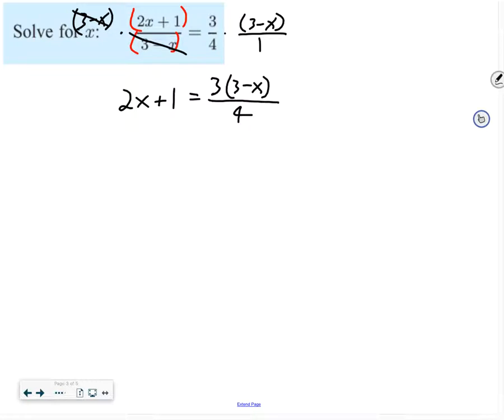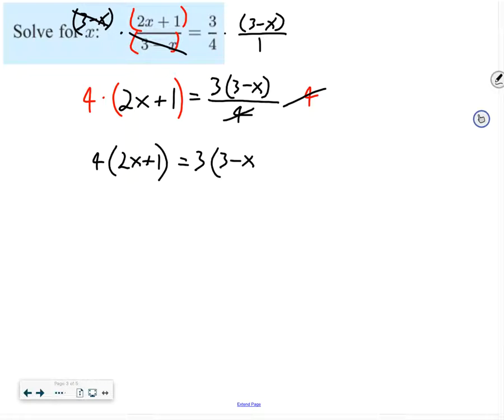Left side is equal to 3 times the quantity 3 minus x over 4. So I'm not going to distribute that numerator yet on the right-hand side, but I'm now going to deal with dividing by 4 by multiplying this side by 4. And I've got to remember here I'm multiplying this entire side by 4. So I'm going to put in my parentheses there. So what am I left with? These cancel out. Left-hand side, I get 4 times the quantity 2x plus 1. Right-hand side is 3 times the quantity 3 minus x.